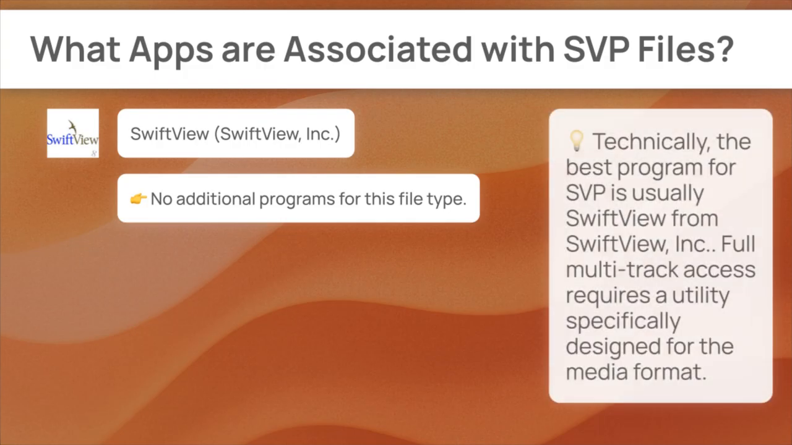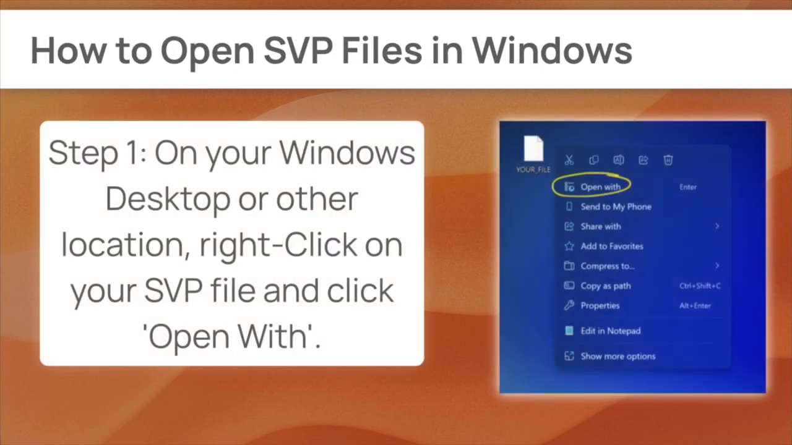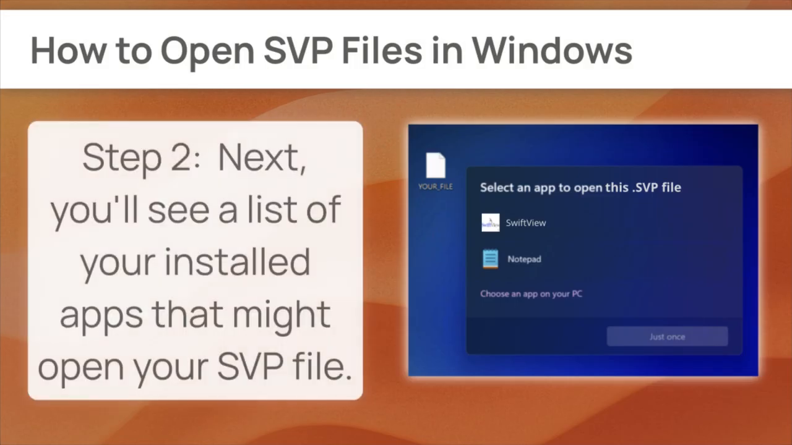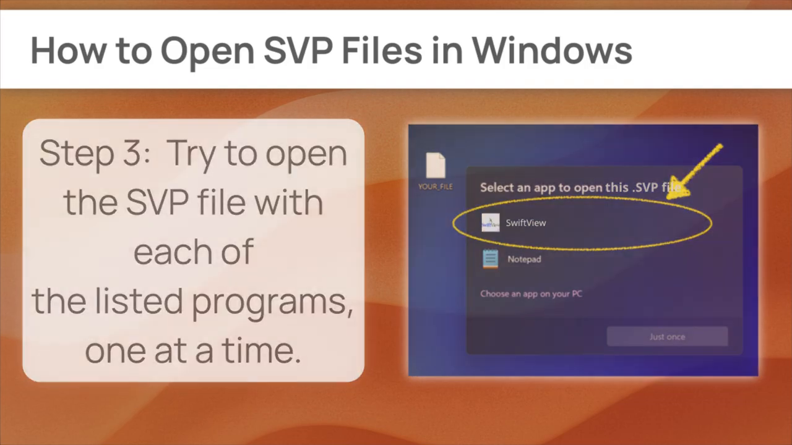Full multi-track access requires a utility specifically designed for the media format. Windows offers a limited snapshot, while accurate reading requires the original data handling software. We are going to find the right reader. Right-click the SVP file and click Open With. Try launching with SwiftView first, as it's the recommended tool. If that doesn't work, test others until you find a match.